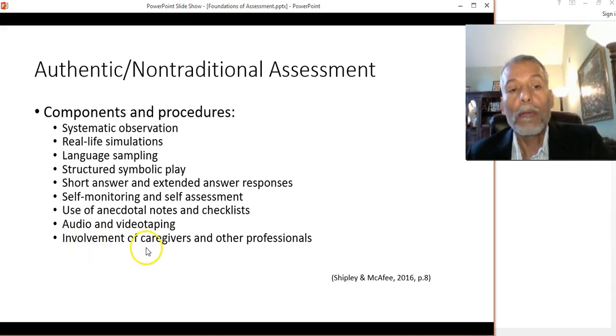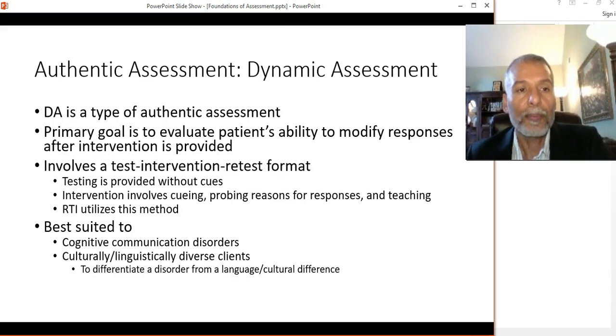And they also involve caregivers and other professionals. They could be present in the evaluation in different contexts, and they could give cues, they could help facilitate. But again, if you are doing a standardized assessment, you cannot have anyone, for example, give cues, whether visual or any kind, otherwise the standardized assessment would not be valid anymore.